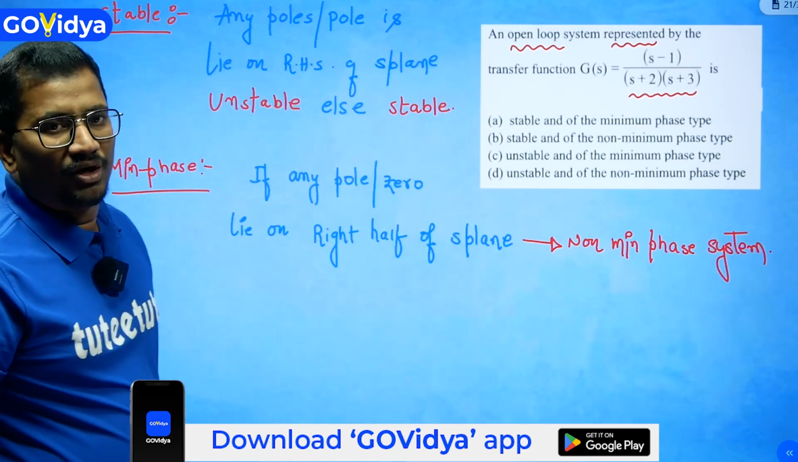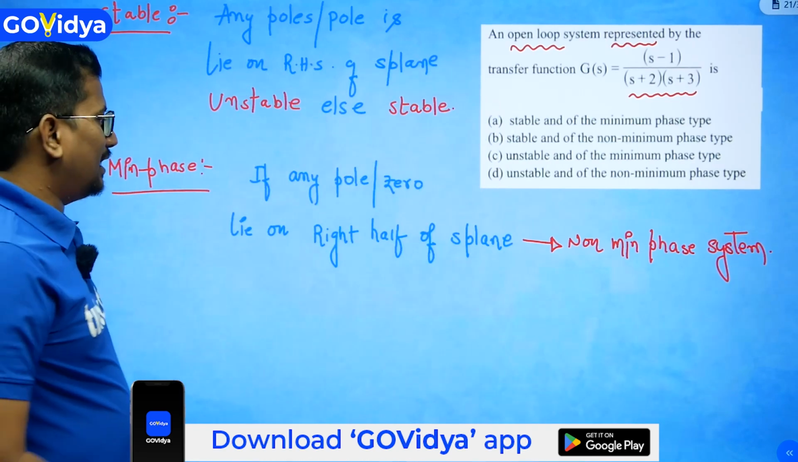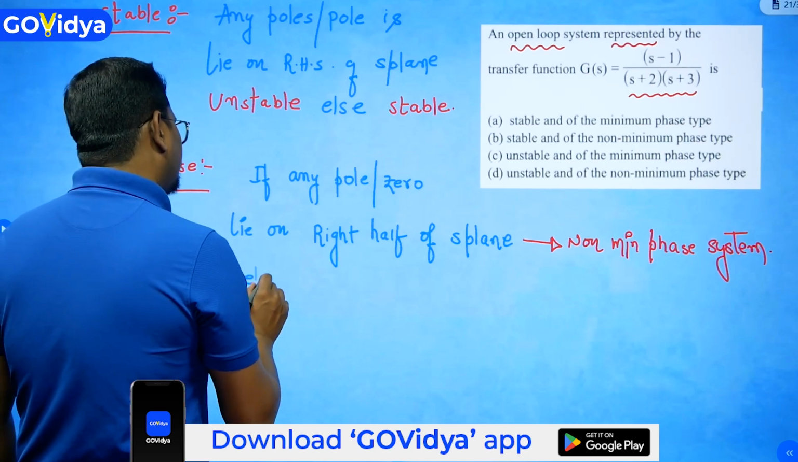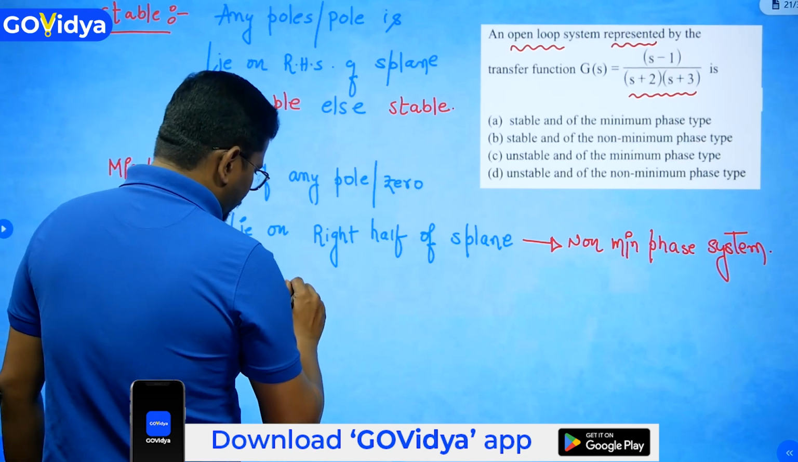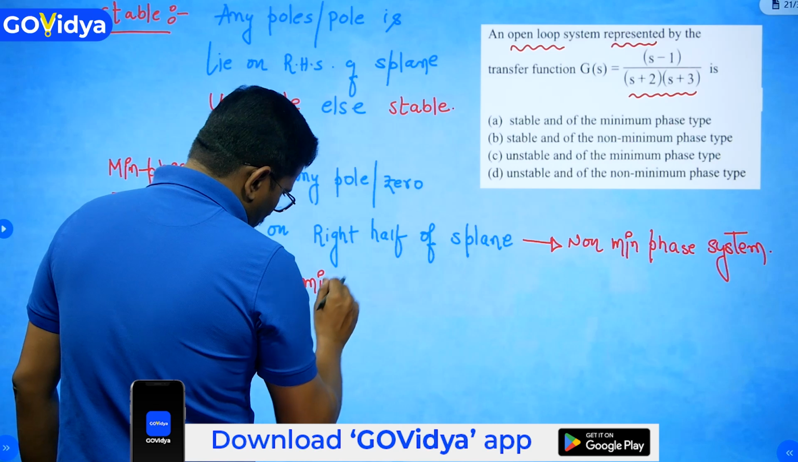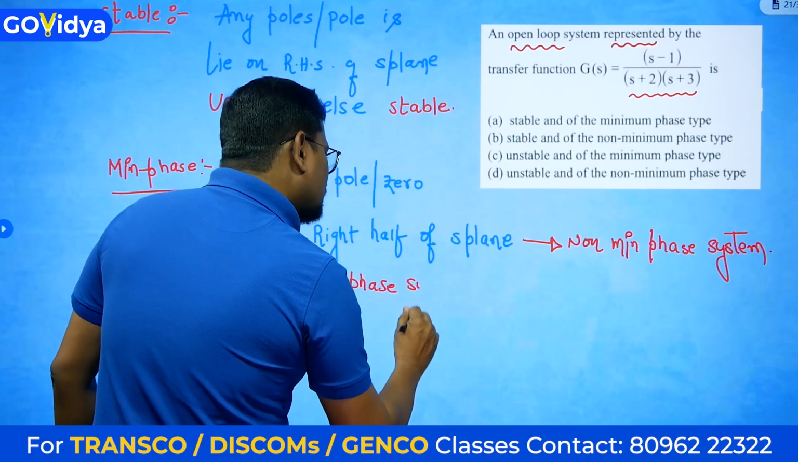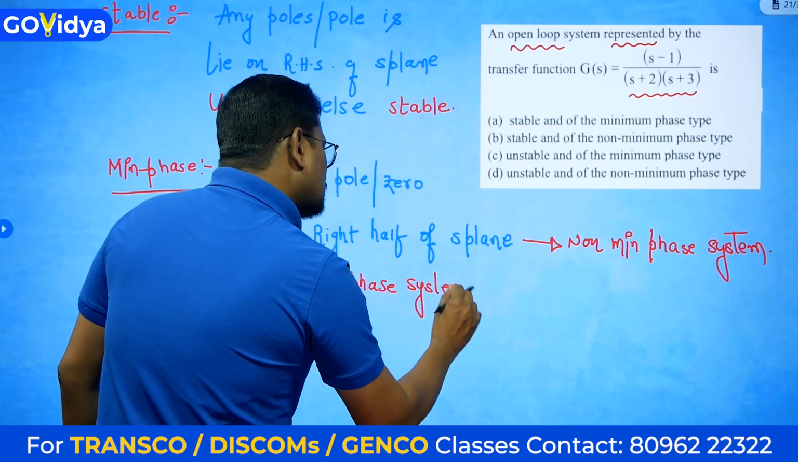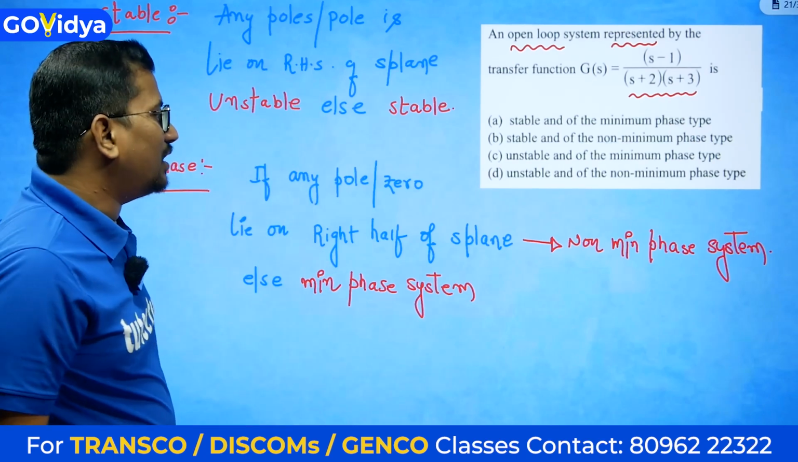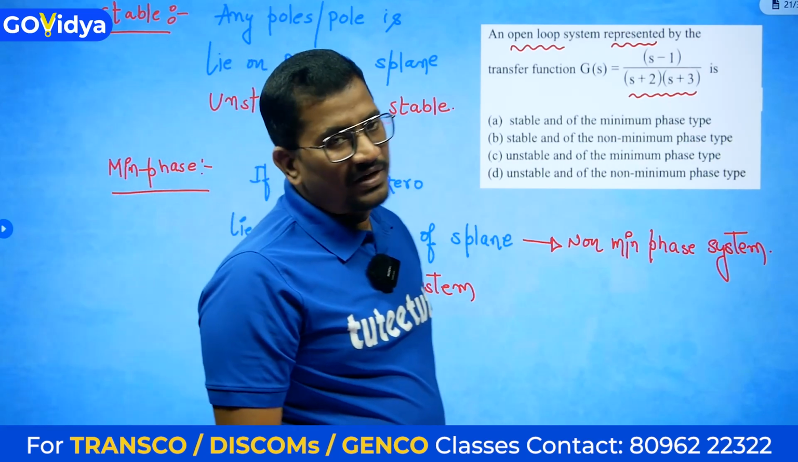Then we will call it a non-minimum phase system. Else we will call it minimum phase. This is the basic meaning of what is a minimum phase system and what is a non-minimum phase system.